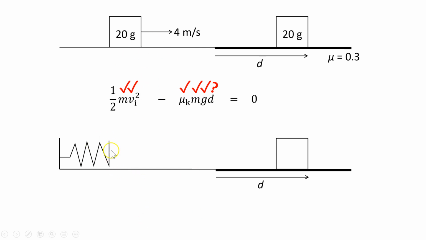Remember that the block starts from rest, so it doesn't have kinetic energy at the beginning. Instead, all we had was elastic potential energy. But there's no energy left at the final moment right here. So friction, which was on a horizontal surface here, friction must have taken away all of this initial energy, leaving us with nothing at the end.